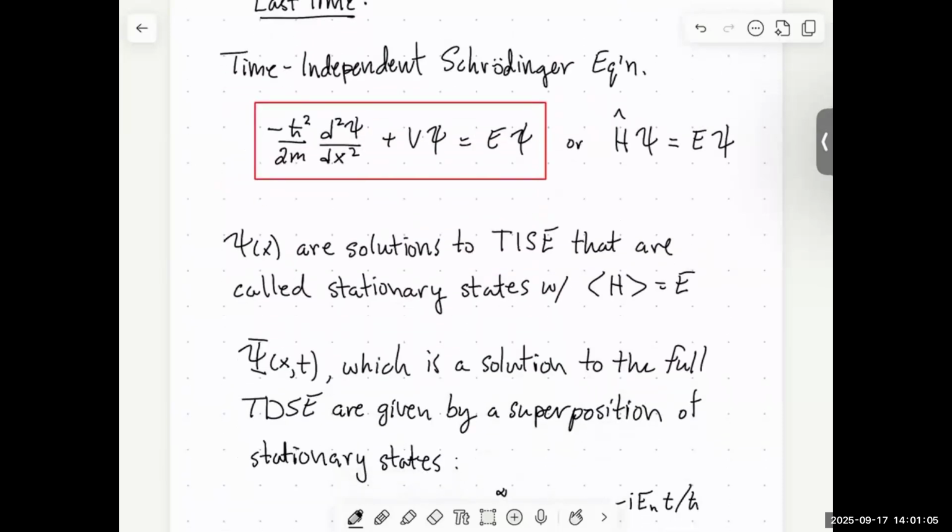So let's just remember the time-independent Schrodinger equation. There it is. These lowercase psi's are the so-called stationary states. They're states of definite energy. When you act on them with the Hamiltonian, which is just the left-hand side of the time-independent Schrodinger equation, you get the E back again.